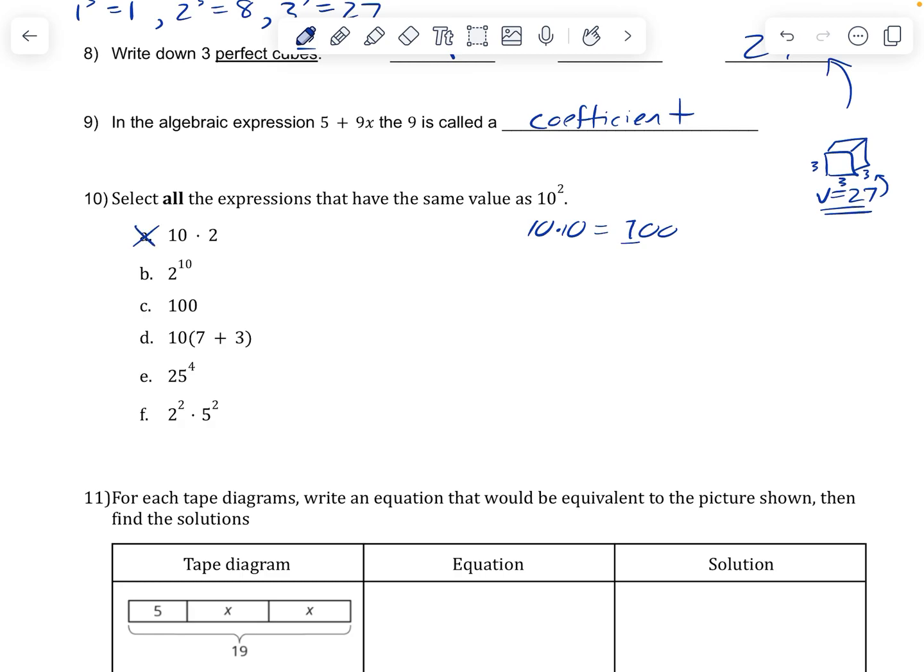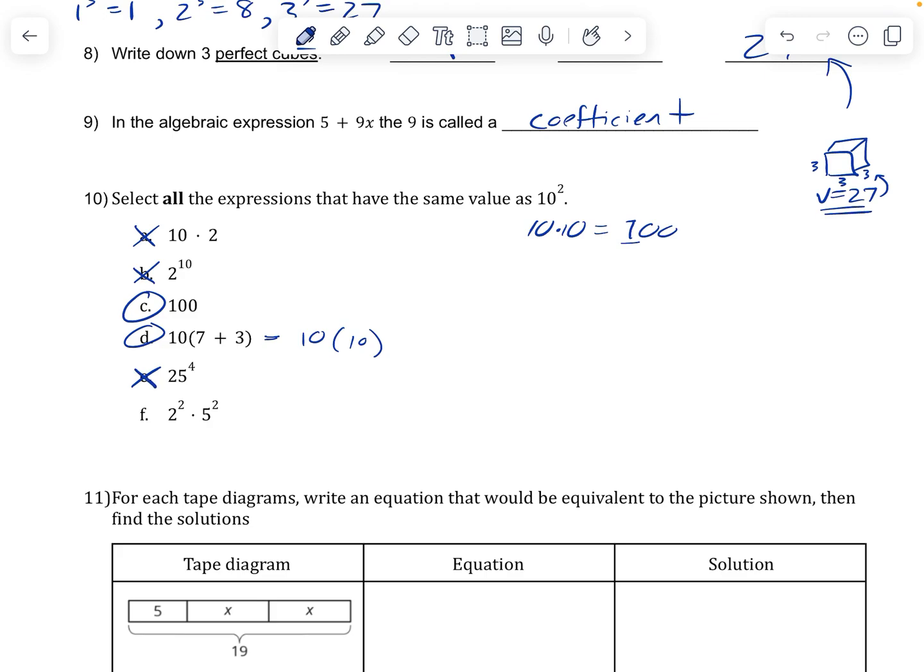Well, not that. 2 to the 10th does not. Well, there we go. There is 100. D, well, this would mean we have 10 groups of 7 plus 3, and 7 plus 3 is actually equal to 10. So 10 groups of 10 gives me 100, so that would also work. 25 to the 4th power does not work. Remember, that doesn't mean 25 times 4. It means 25 times 25 times 25 times 25.